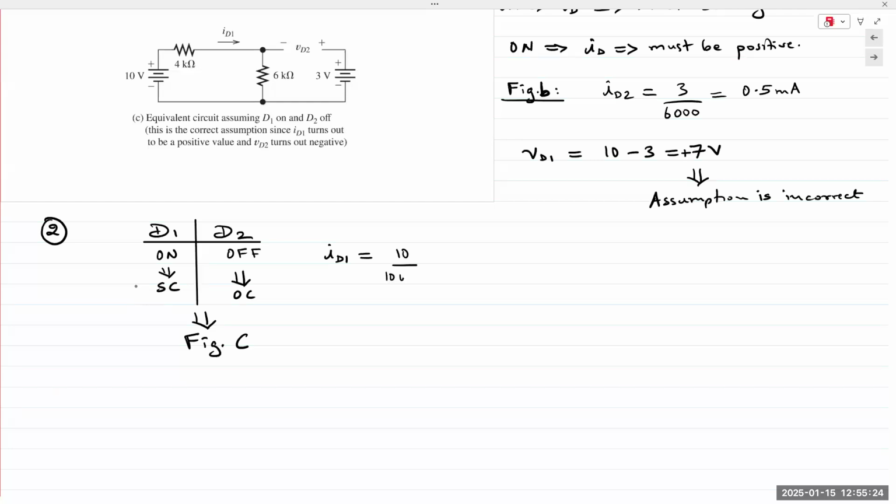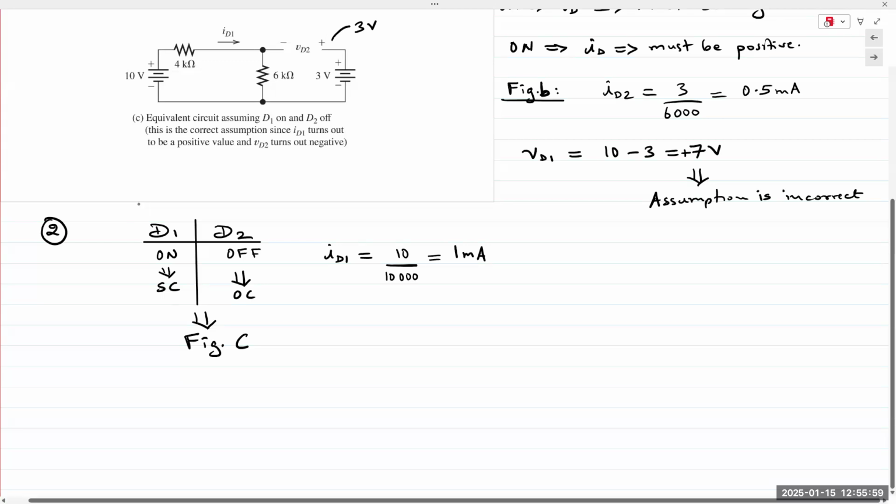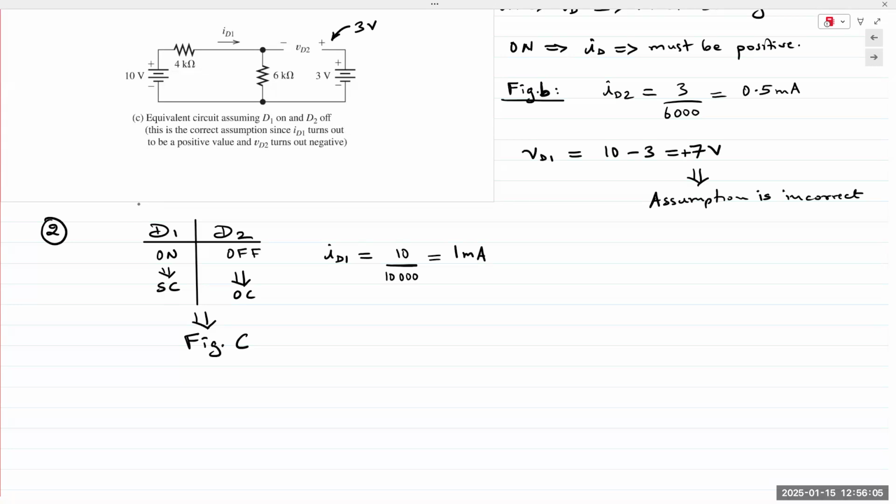So ID1 is equal to 10 divided by 10,000. No, let's see, 10 volts over 10 kilo ohms is 1 milliamp, not 0.1, 0.001 amps. And then we need to find the voltage. We know the anode of D2 is at 3 volts. We just need to find the value at the cathode. So what do you think?